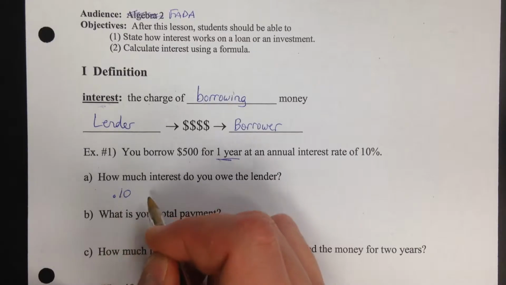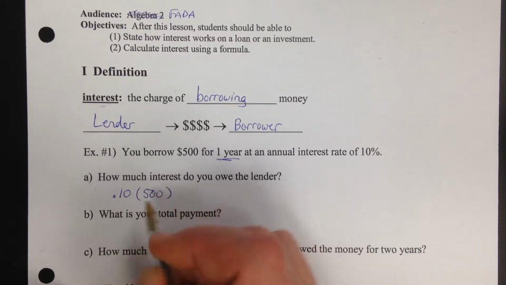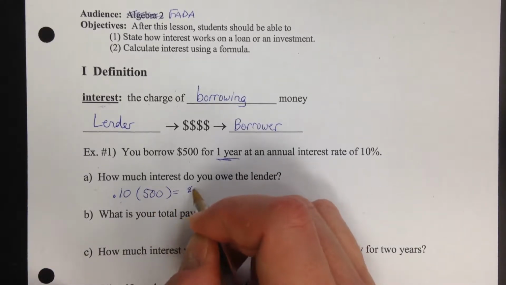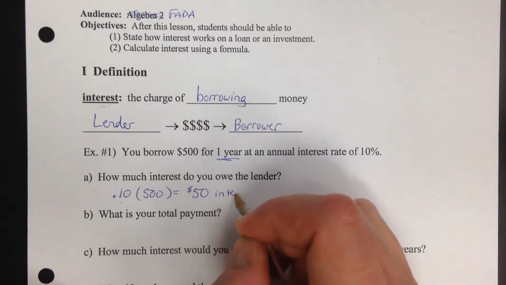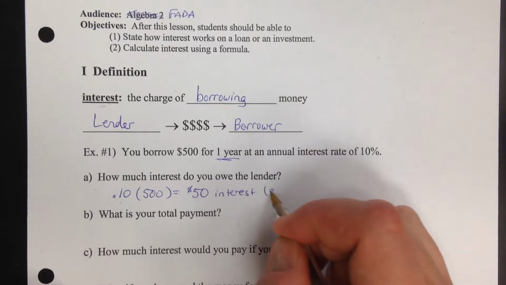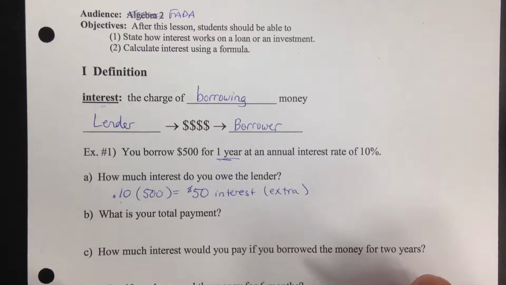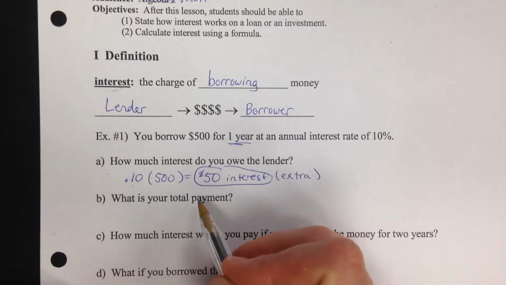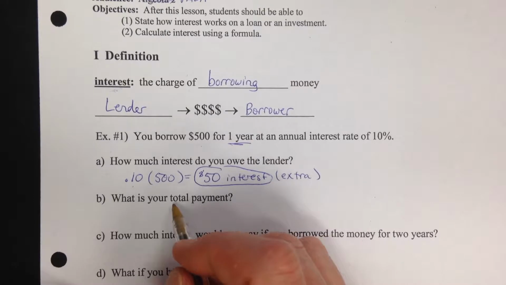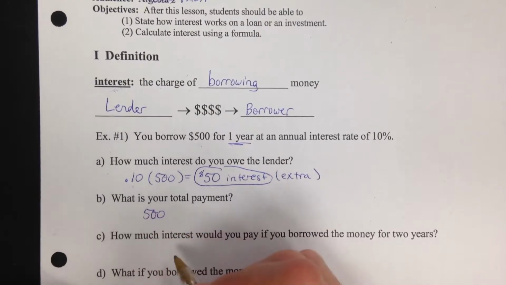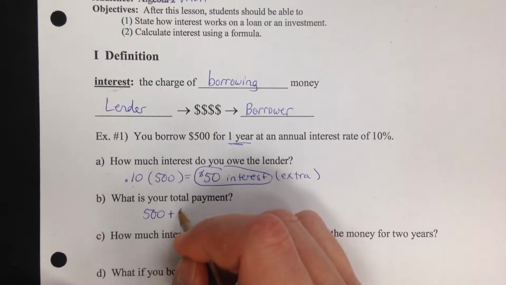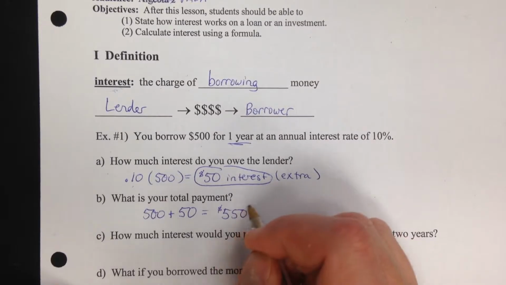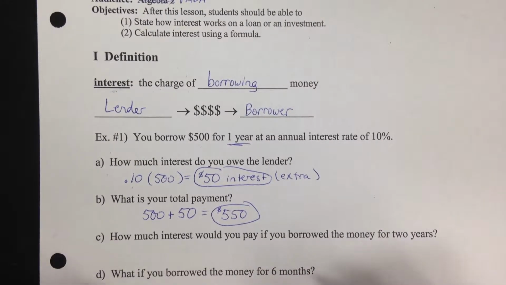Well, it's 10% of $500. When you take a percentage of a number, what we do is we multiply, and that's going to give us $50. Now that's the interest amount. That's the extra. Interest is the extra amount that we have to pay. So what is your total payment? What's the total amount of your loan, let's say? Well, we borrowed $500, so we have to pay that back, plus the interest. So 500 plus 50 is $550. So that would be the total amount.